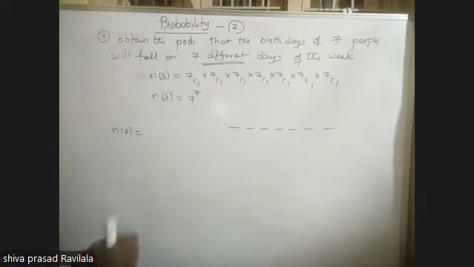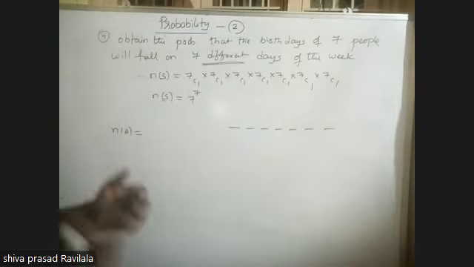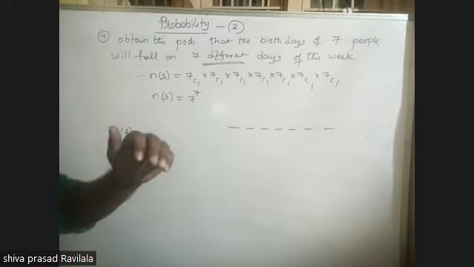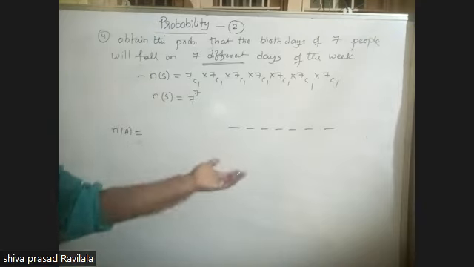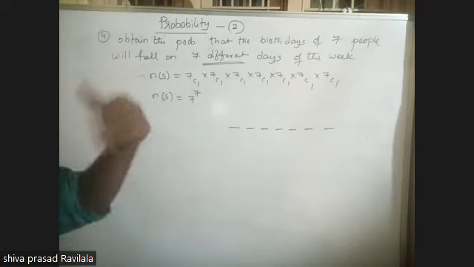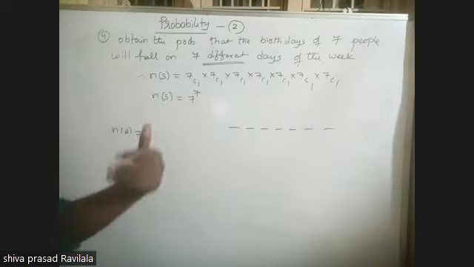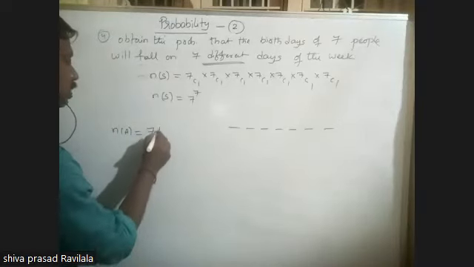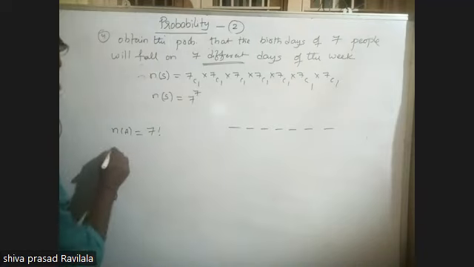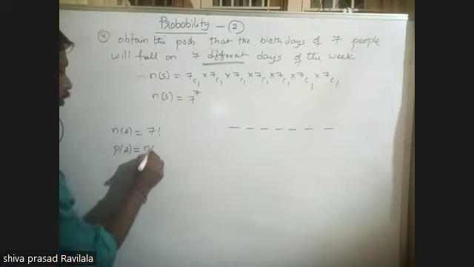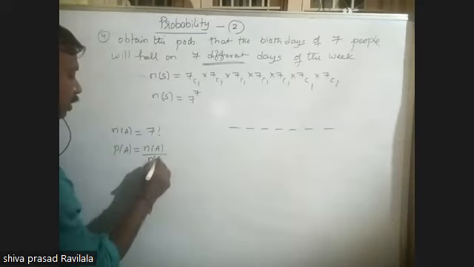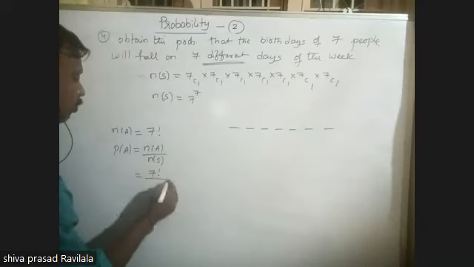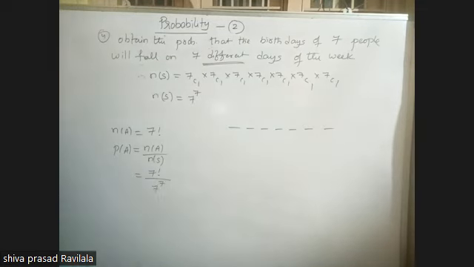If this is difficult, take it as 7 chairs. First I came, I have 7 chairs. Second one, 6 options. Next, 5 options. Next, 4. Next, 3. Next, 2. Last one, only 1 option. Directly, n of A is equal to 7 factorial. Therefore, P of A is equal to n of A by n of S, which is 7 factorial by 7 power 7. Clear, students?